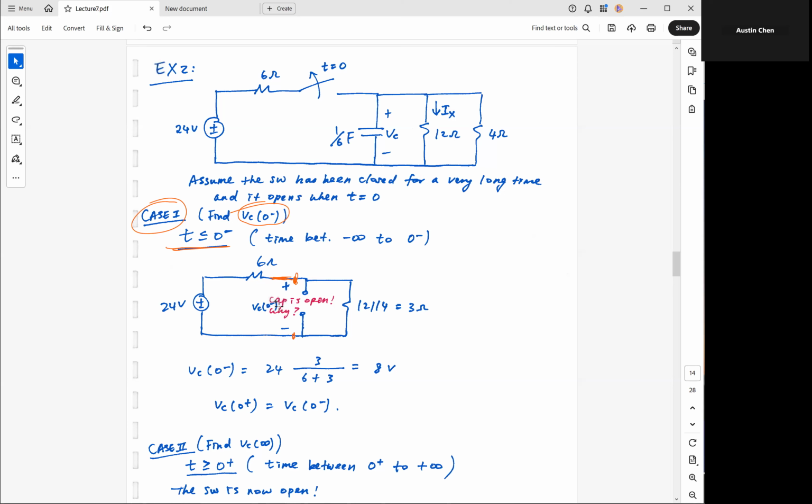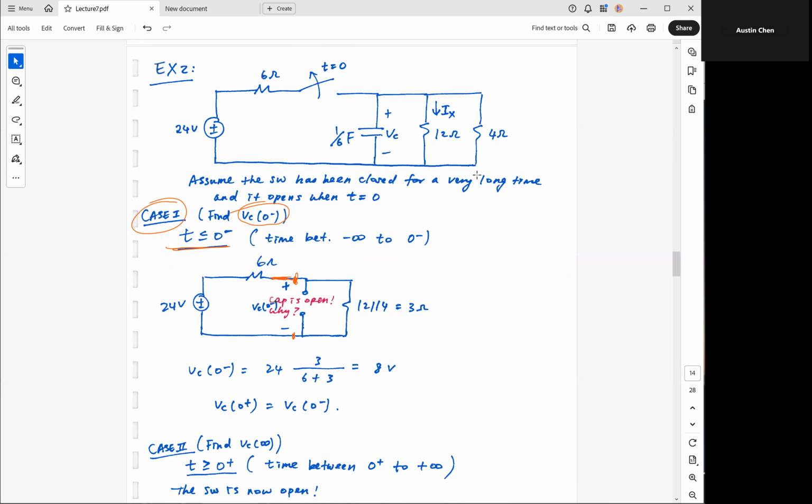Well, VC at 0 minus is basically the same as the voltage drop across this resistor, right? So I can combine the 4 ohm and the 12 ohm together, and I can just find the voltage drop across this resistor, and that will be my VC at 0 minus. So I'll take 24 volts times 3 over the sum.